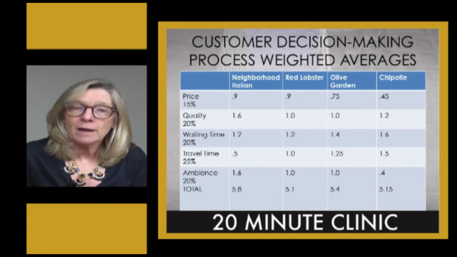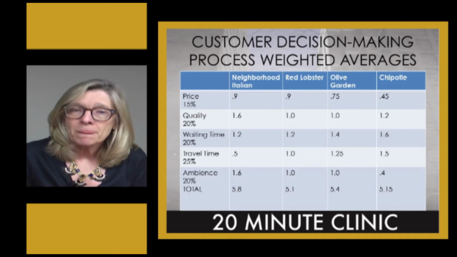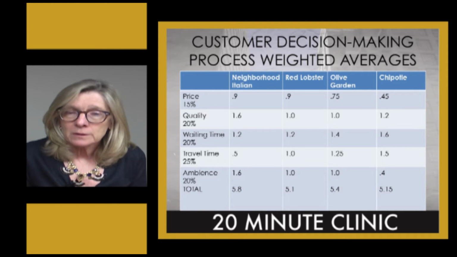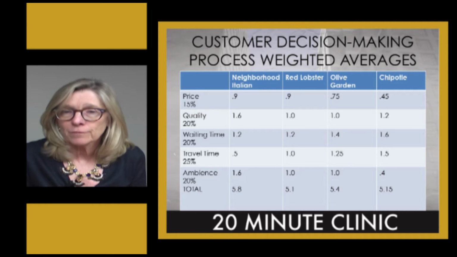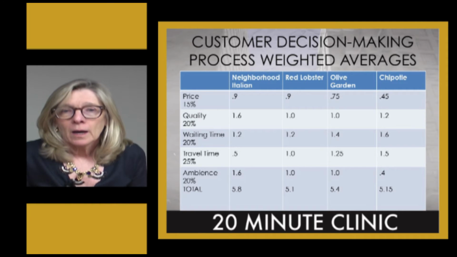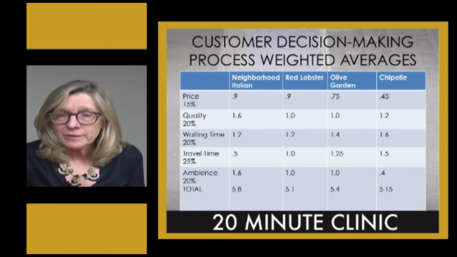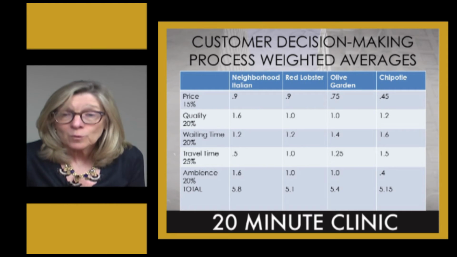I'm then going to take those relative rankings and my relative weights, which added up to 100%, multiply them times each other to get a relative ranking for each of my options, the 4 restaurants that are in my decision-making set. Price, quality, waiting time, travel time, and ambience, again, are my criteria. I sum the relative weights for each of those and come up with a total, a relative weighted ranking.